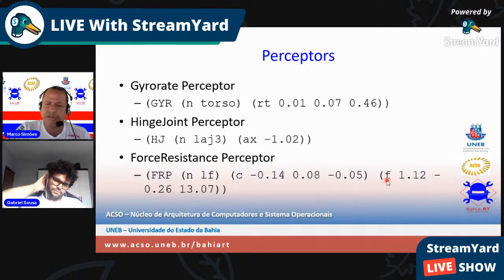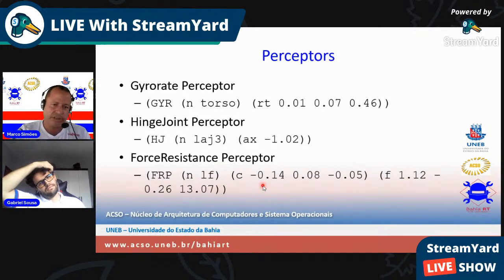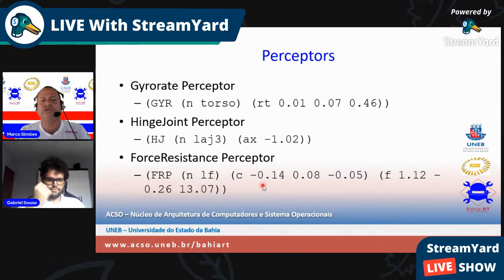Okay, so it is the size of the force, the length of the force vector in the F, and the C is the average point where the force is being applied. It's very useful for walking movements and kicking movements, to detect which foot is on the floor and which foot is not on the floor at that moment. It's very useful for walking, running, kicking movements and other situations.